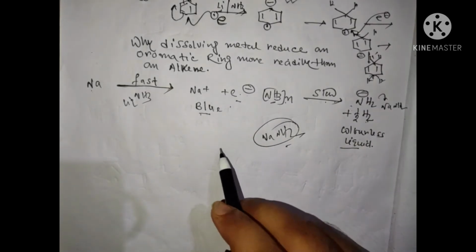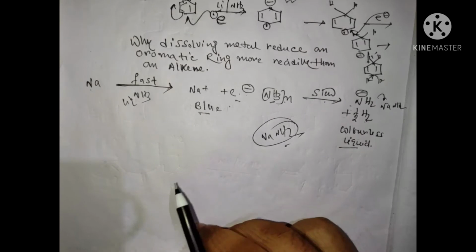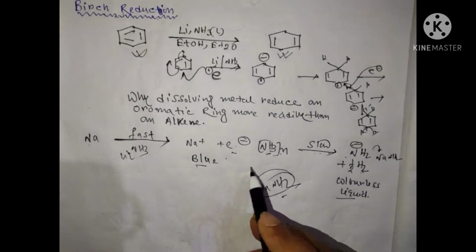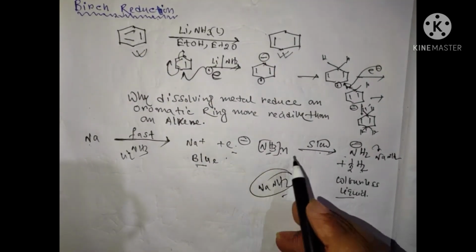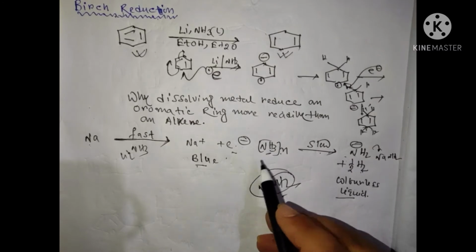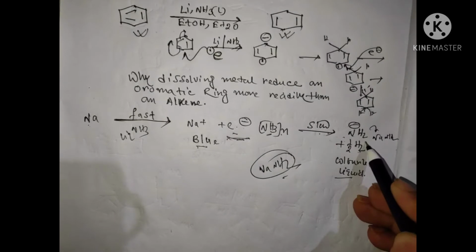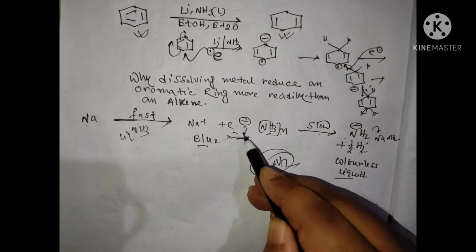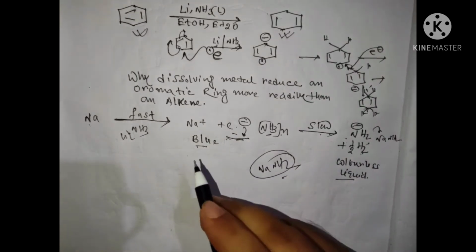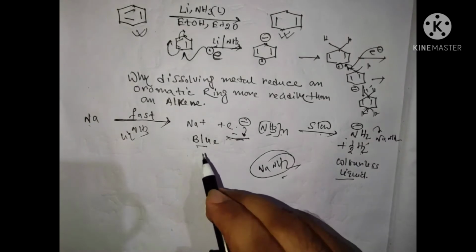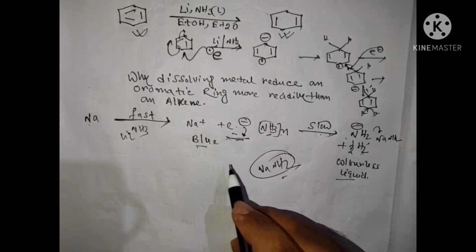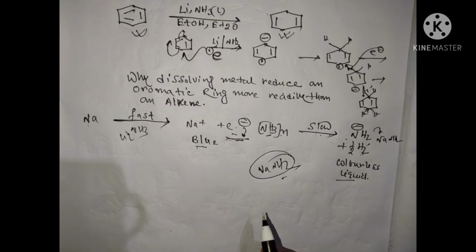If we put any molecule which is prone to reduction in between, then this step does not follow that step, and the electron goes for the reduction of that molecule. So this is the process mechanism.